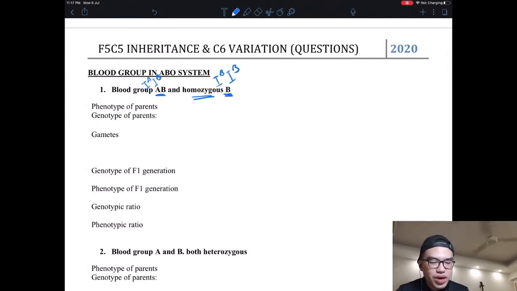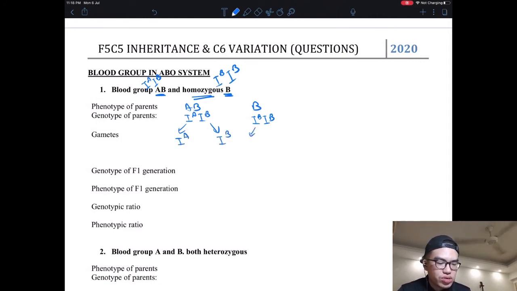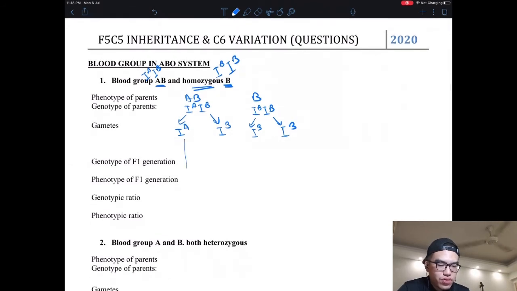So phenotype of parents is AB and B. Genotype is IA, IB, and then this is IB. And then gametes. The father would have half the sperm in A, half the sperm in B. The mother's ovum has only all B, because she only has B gene, she has no A gene. So 1, 3, 1, 4, 2, 3, 2, 4. Sorry, I drew it too big.